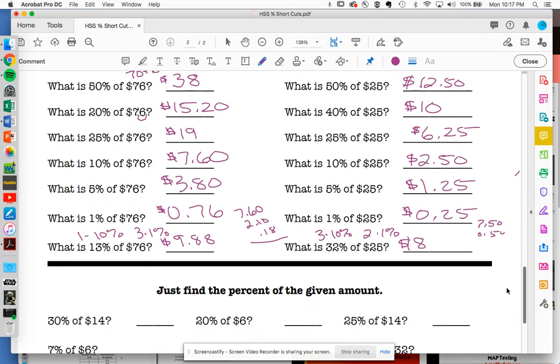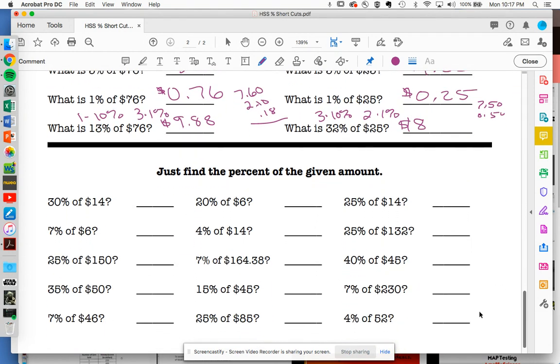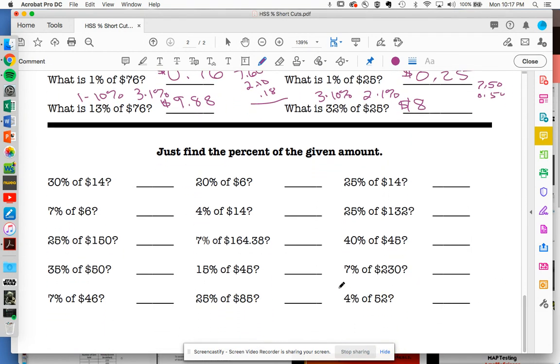Okay, so now here's the deal. I want you to do this on your own. This will be part of your practice for homework. A lot of easy ones. Remember, if you need to find 7%, you find 1% times 7. What if you needed to find 40% or 4%? Well, you can find 1% times 4.